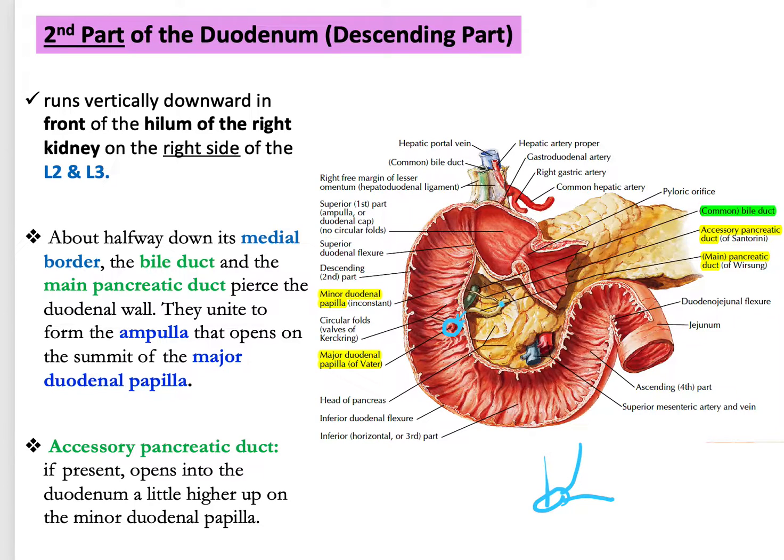But there is also another small opening, not the major one. It's a minor, smaller one, a little bit above the major one, which is for the secretion of the accessory pancreatic duct, right? Okay, these structures are important. We'll talk more about them when we talk about the pancreas.